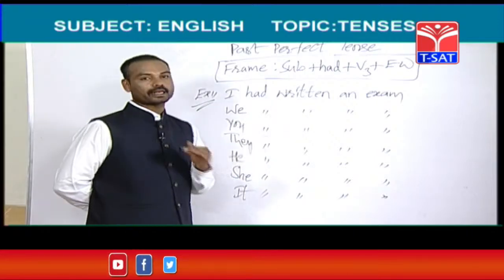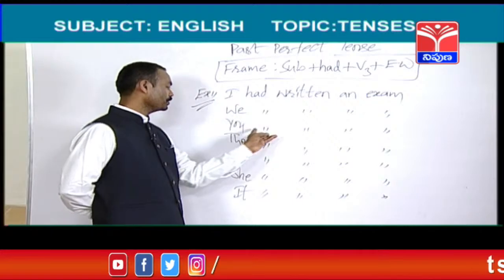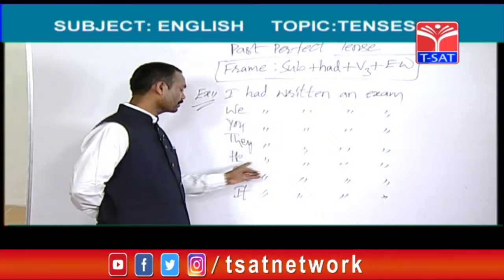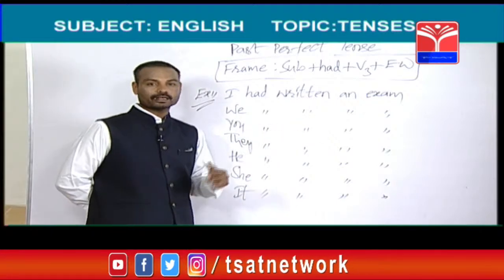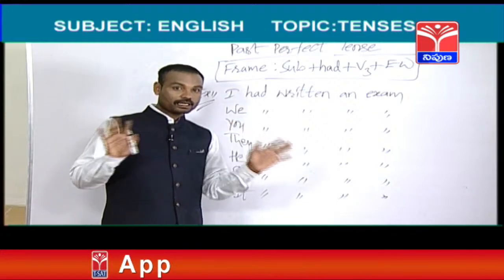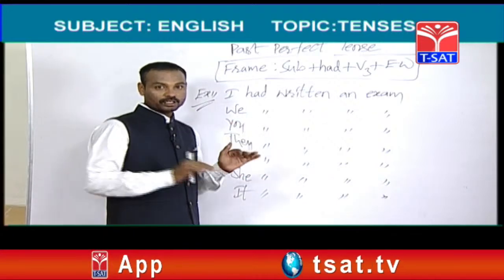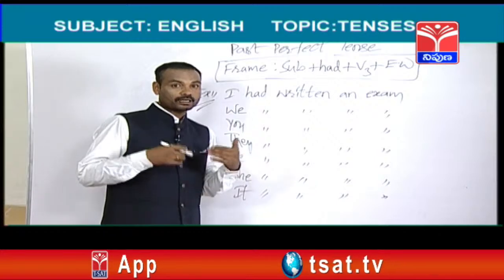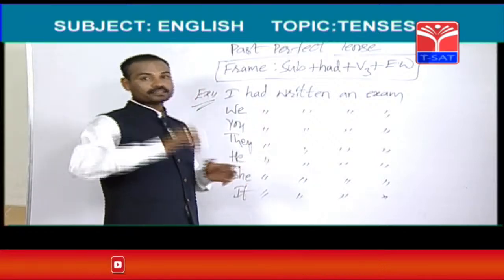See, I had written an exam, we had written an exam, you had written an exam, they had written an exam, he had written an exam, she had written an exam. Did you understand very clearly or not about past perfect tense? If you don't understand, I am going to give you one more example.